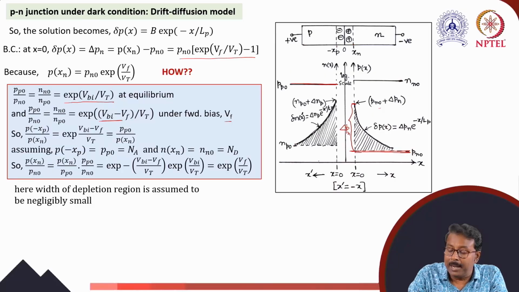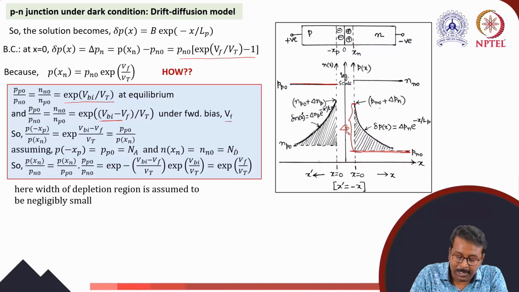Now, what is the value of P at minus xp? This is nothing but pp0, the majority carrier concentration, and P at xn is nothing but pn0 in the case of the equilibrium value. So this can be written as exponential Vbi minus Vf by Vt equal to pp0, that is P at minus xp, divided by P at xn. Now assuming P at minus xp is equal to pp0, that is Na, and n at xn is n0 and Nd, we can write again.